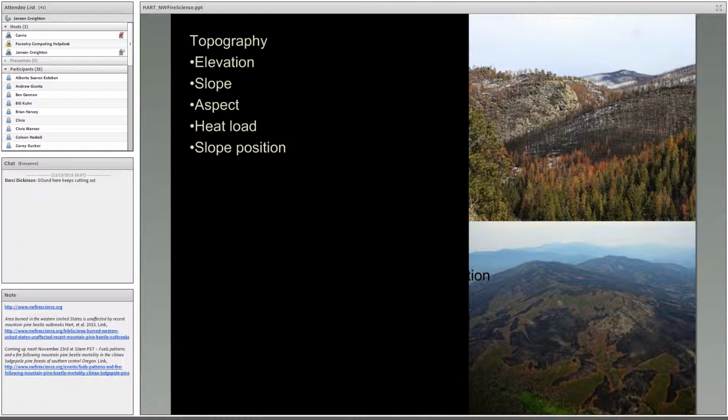So to get around how all of these variables interact, I acquired data on topography for each of these 7 fires. The topography data I collected included elevation, slope, aspect, and heat load, which is basically an index of how much energy is incident upon a given surface, accounting for the fact that we have different levels of temperature throughout the day. And then also slope position.